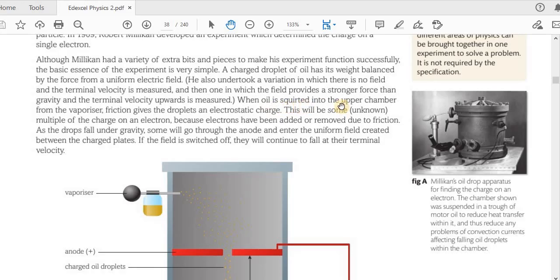When the oil is squirted into the upper chamber from the vaporizer, friction gives the droplets an electrostatic charge, because when it moves like this, it rubs against the air, and then it gets charged.